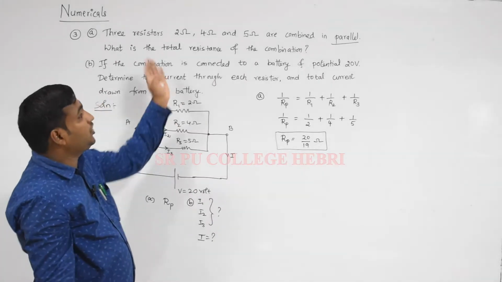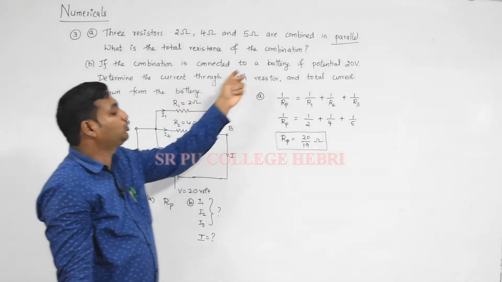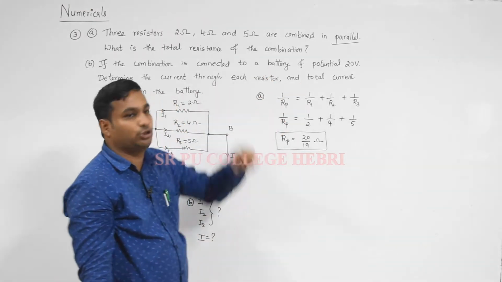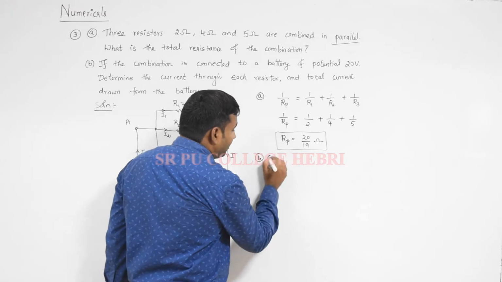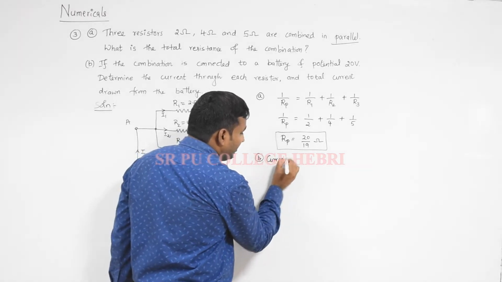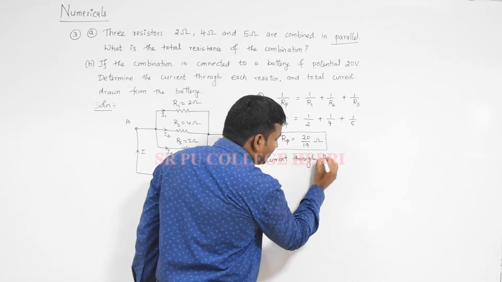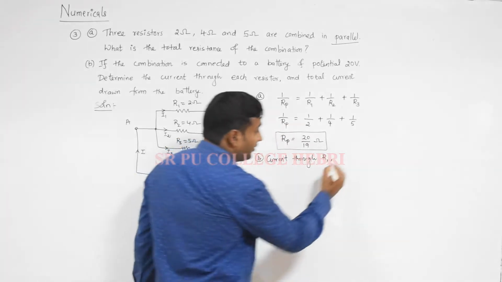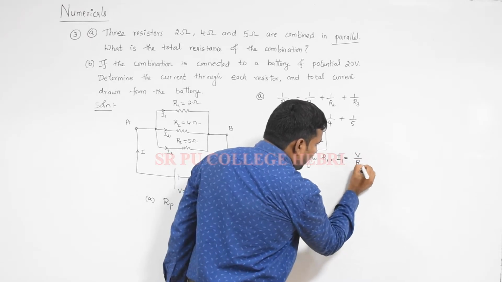If the combination is connected to a battery of potential 20 volt, determine the current through each resistor. You have to calculate current through each resistor. In a second part, first you have to calculate current through resistor R1, I1 is equal to V divided by R1.